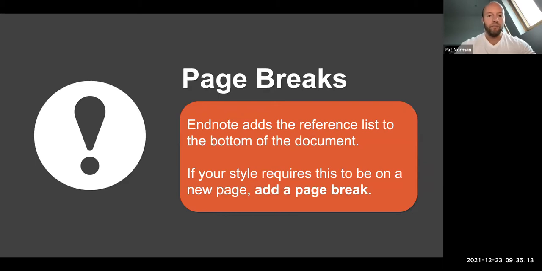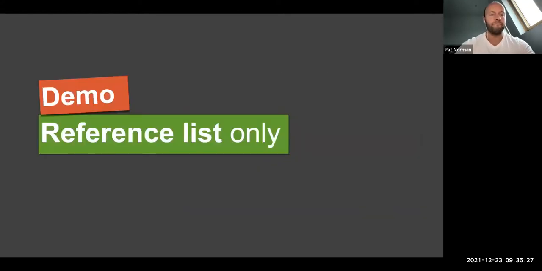Now, I mentioned before page breaks. EndNote adds the reference list to the bottom of the document, just on the same page. So if your style requires your reference list to be on a new page, it's a really good idea to add that page break yourself and then put the reference list or bibliography title at the end there.